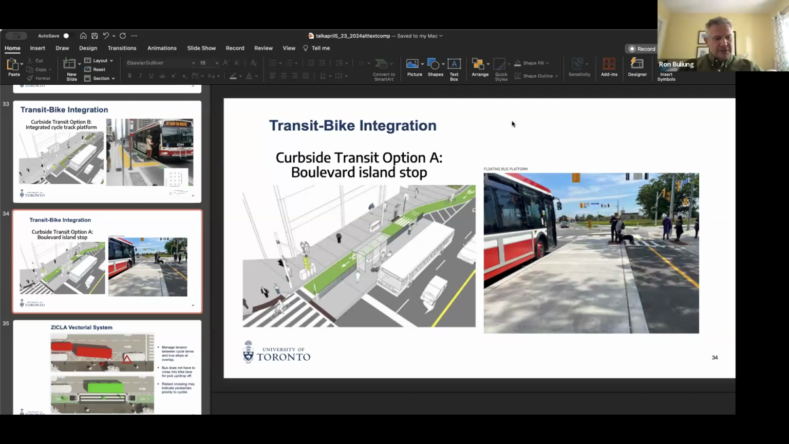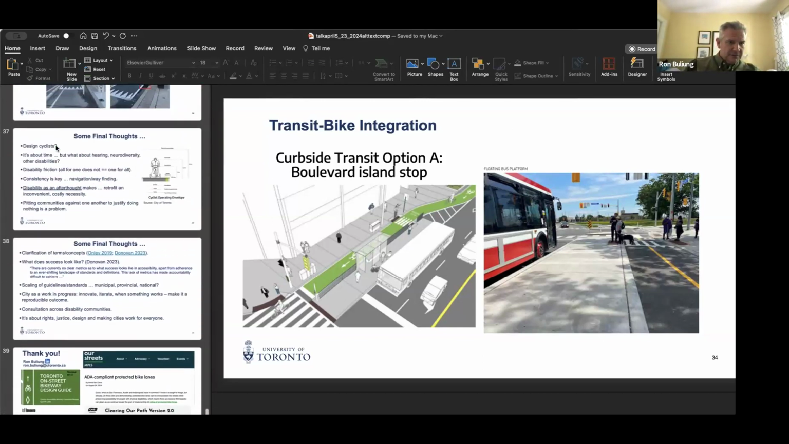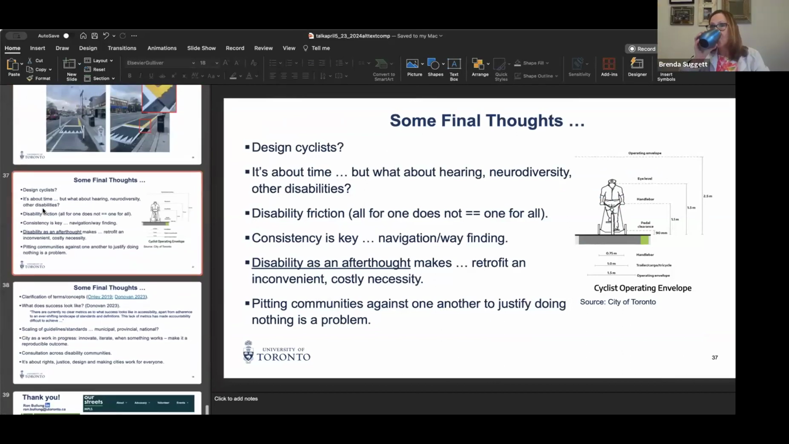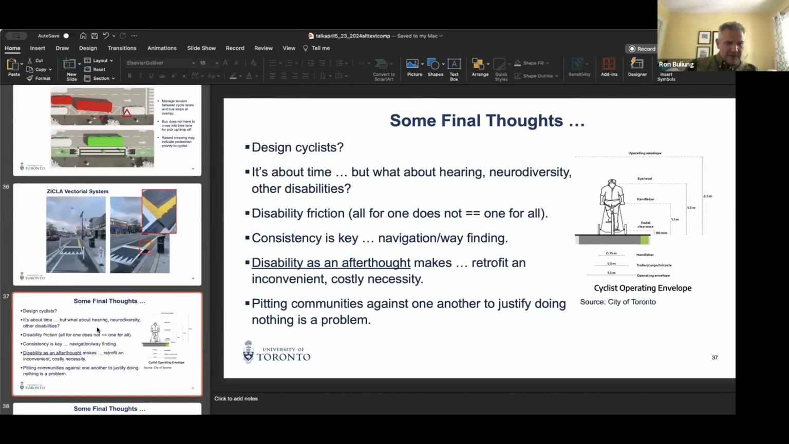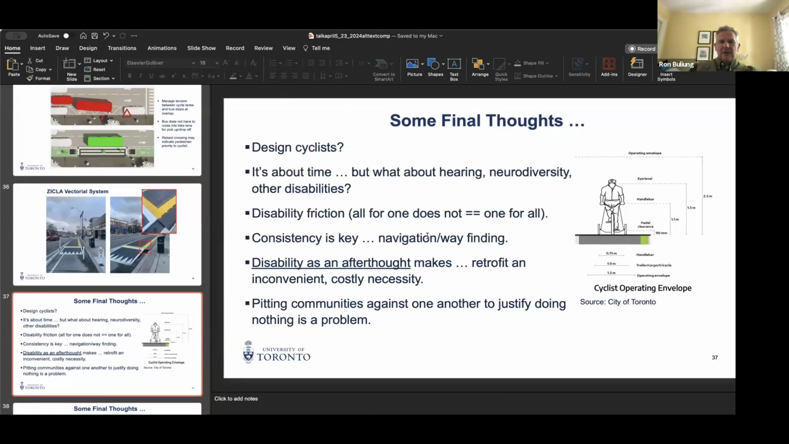Yeah, I really appreciate this question. I think in one of my earlier slides, actually it was in the conclusion, I talked about hearing, neurodiversity, and other disabilities, right? So I'll use Ontario as an example. When you read the Ontario Building Code amendments, the AODA and all of that stuff, there's a real tendency to focus on physical disability, and not really to the same extent, blindness and low vision. Pretty much nothing about sensory disability, like hearing loss.